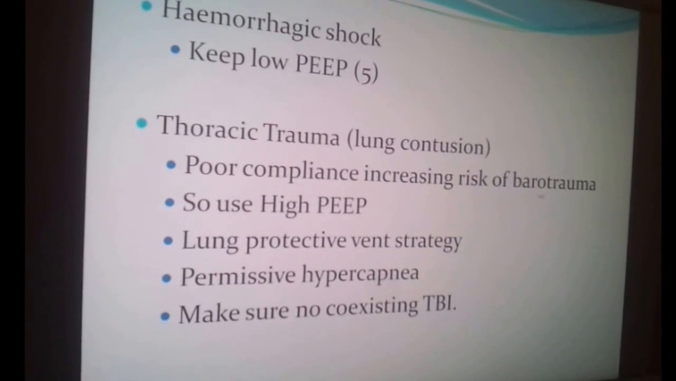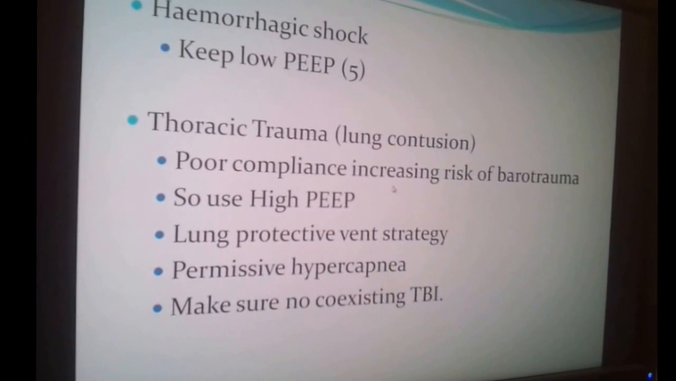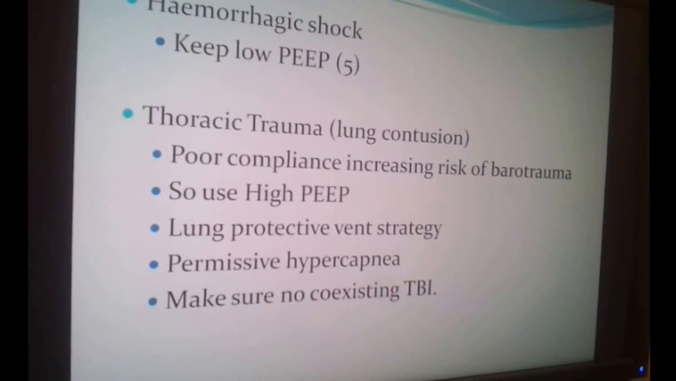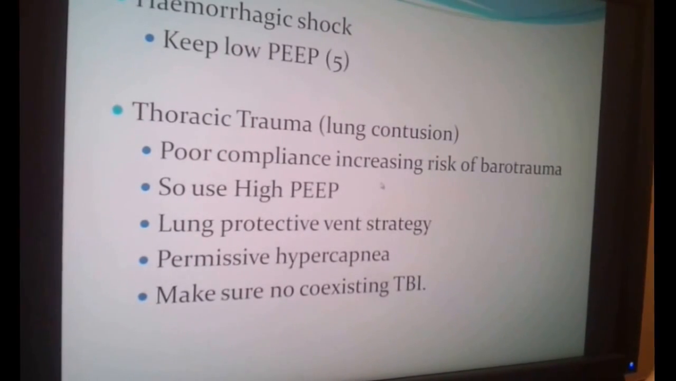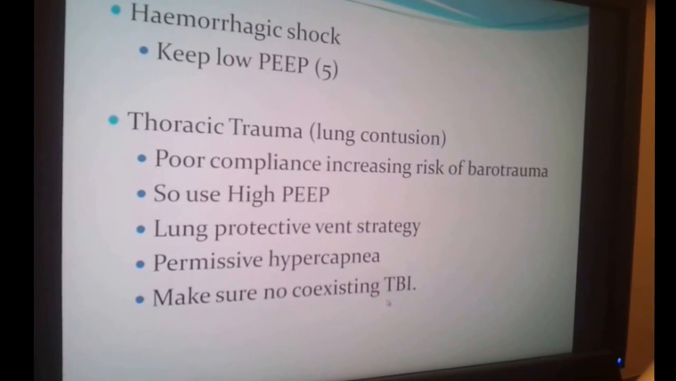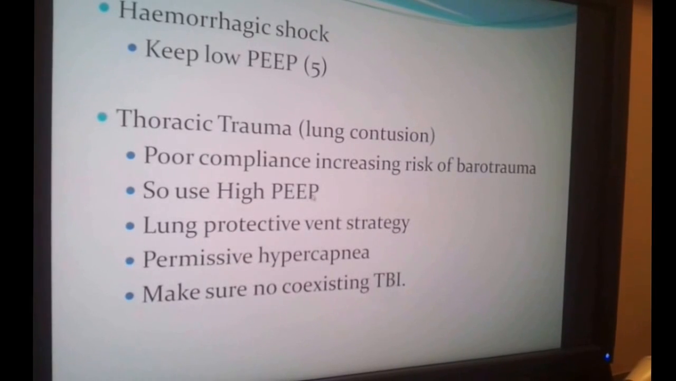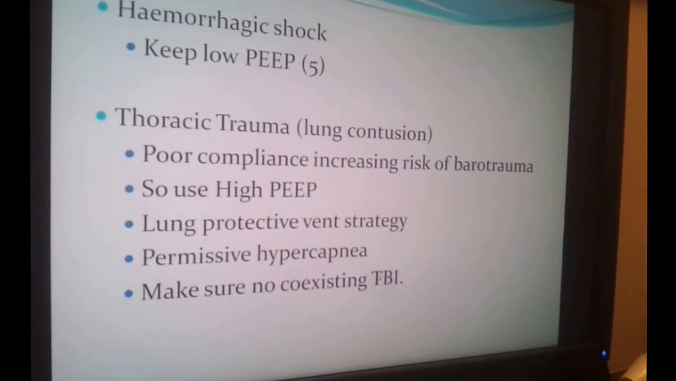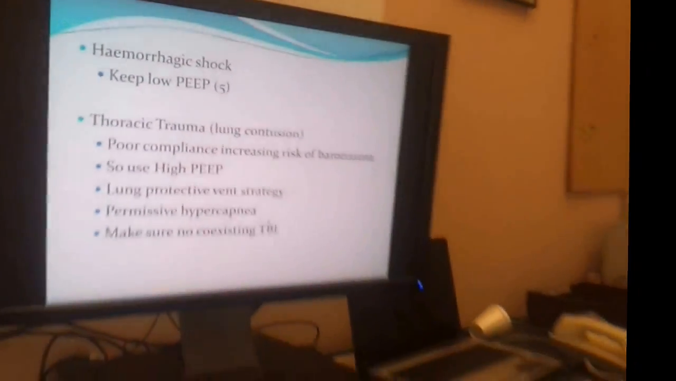Now, they are at risk of barotrauma because you would require higher pressures to achieve certain volumes. Use high PEEP, use lung protective strategy, allow permissive hypercapnia if you're reaching the ceilings of pressure. You can use ARDSNet protocol if you like. Make sure there is no coexisting brain injury, because if there is a coexisting brain injury, the brain will take preference and high PEEP might make it worse. So just make sure that there is no traumatic brain injury before you embark on strict strategies with the ventilation, always. Okay.